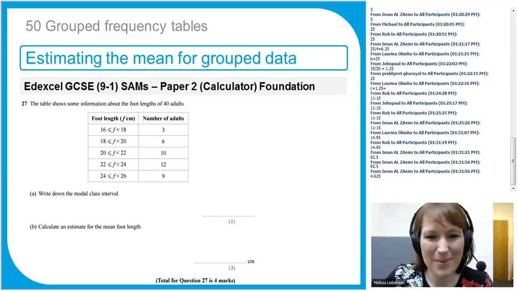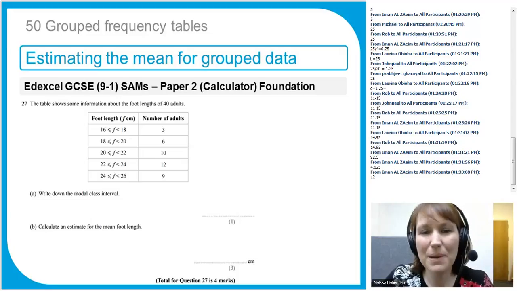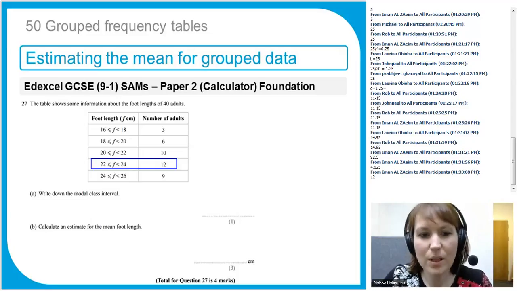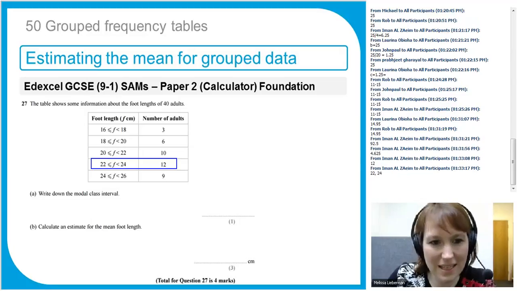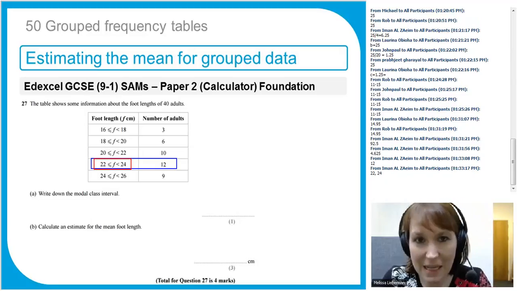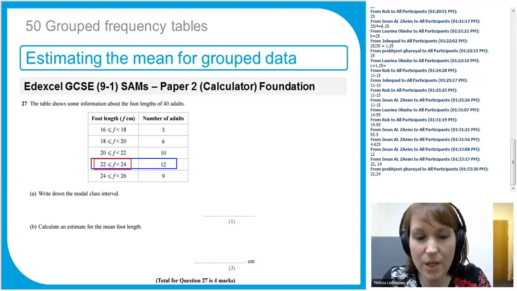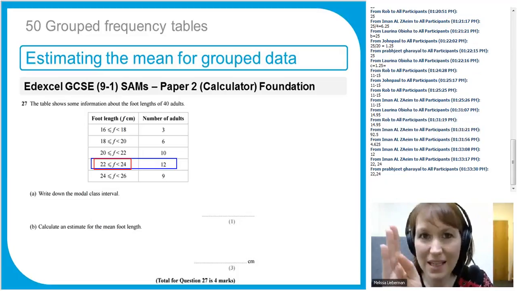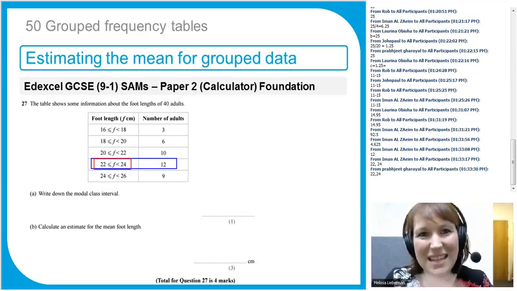So what we're looking for, it's not 12, be very careful. 12 is the biggest number of people, but we're looking for the modal class interval. The class interval is this bit here. So if you write 12, you won't get any marks. That's the frequency. We're looking for the biggest frequency, but the modal class interval is the one with the biggest frequency, so that you then need to look along on the table.